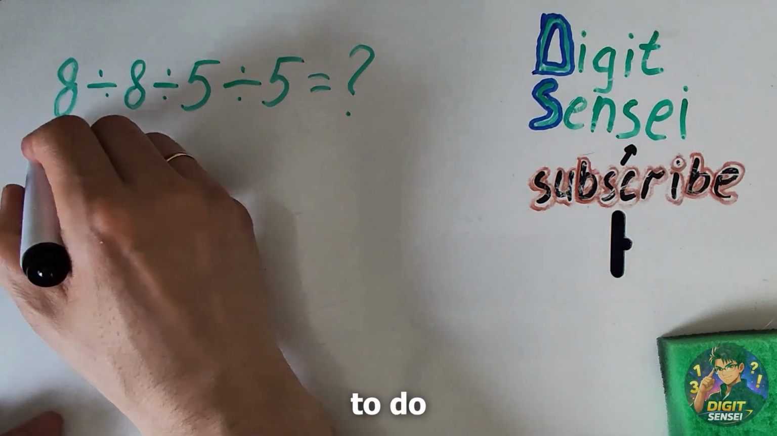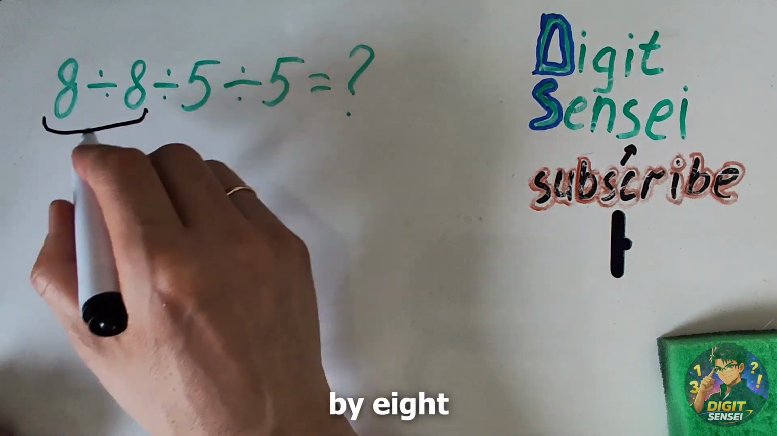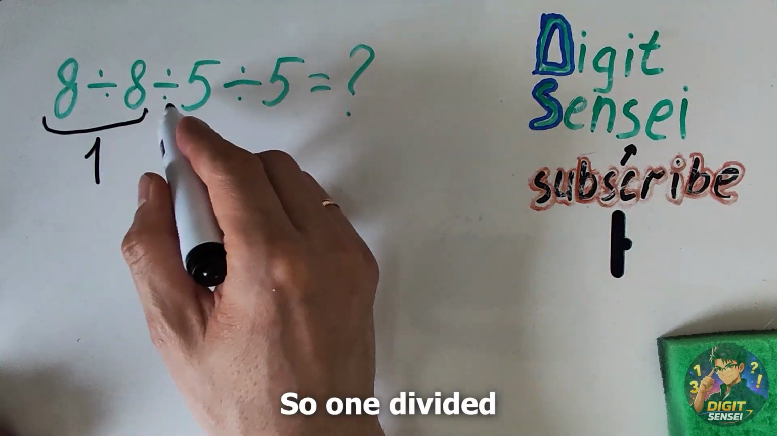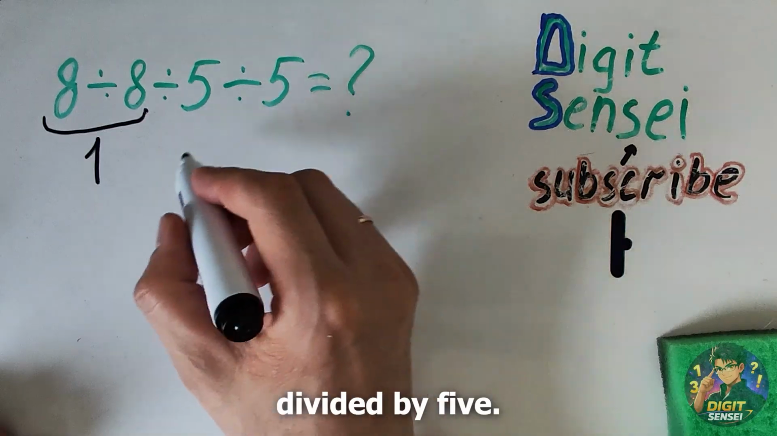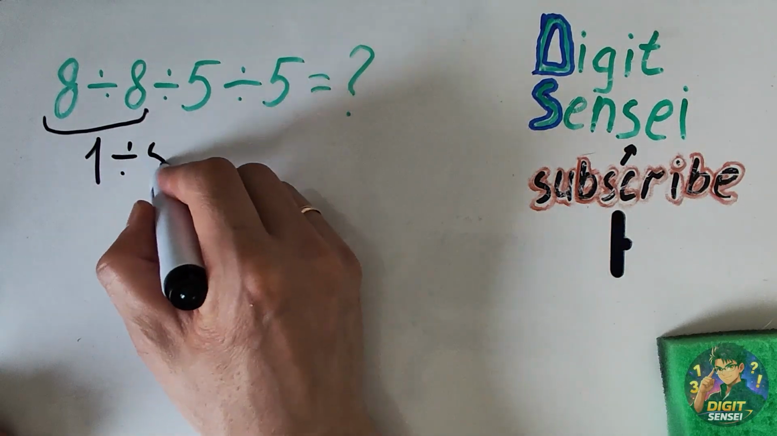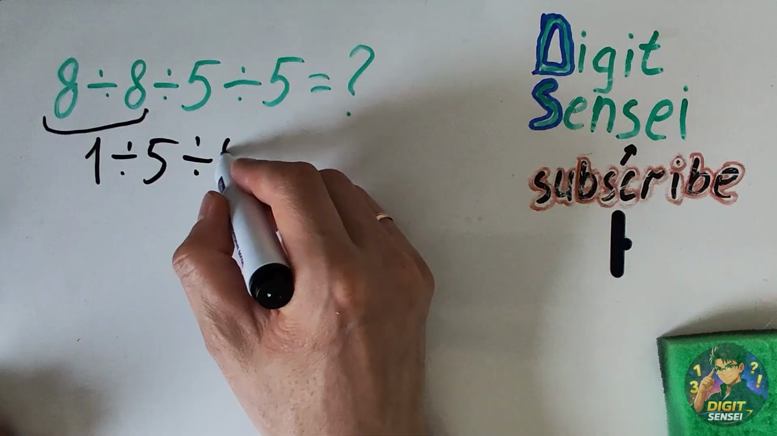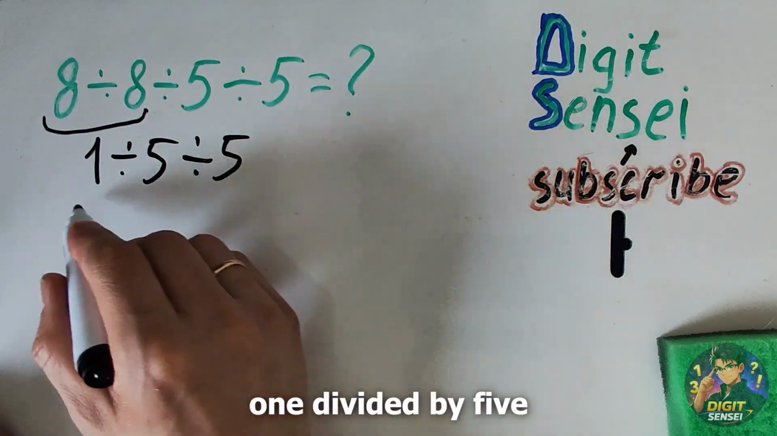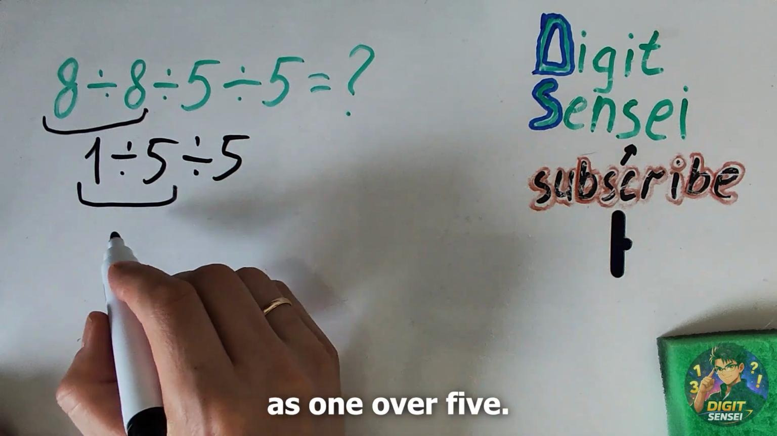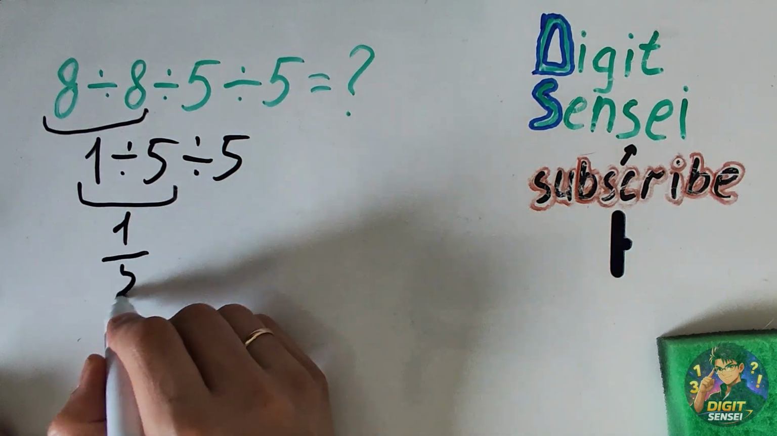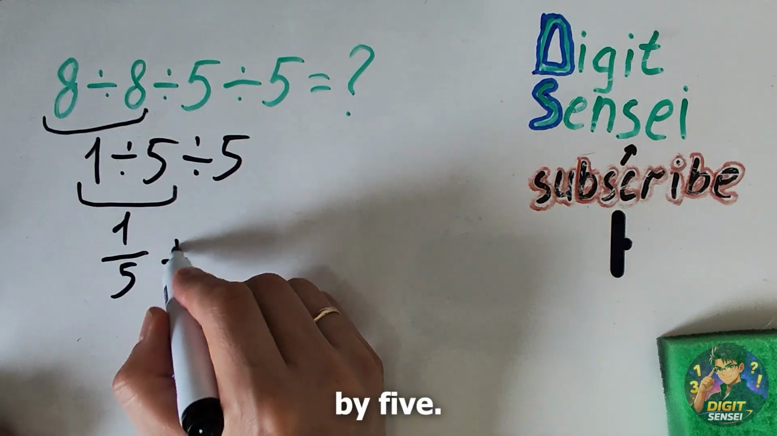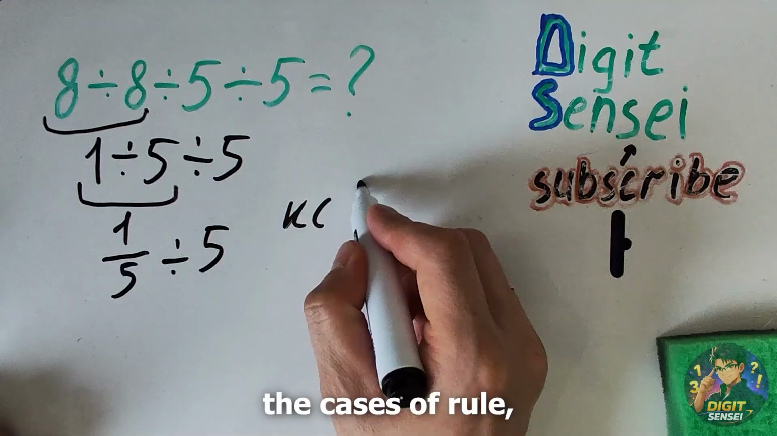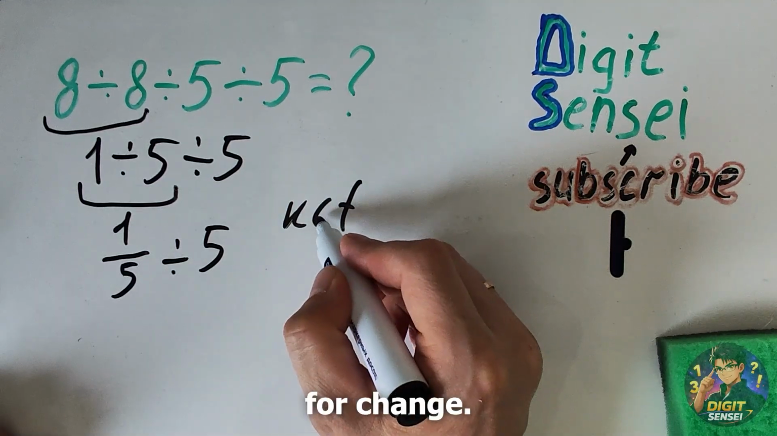So first we have to do this division. 8 divided by 8 gives us 1. So 1 divided by 5 and again divided by 5. Now we have to do this division. 1 divided by 5 can be written as 1 over 5. Then divided by 5.